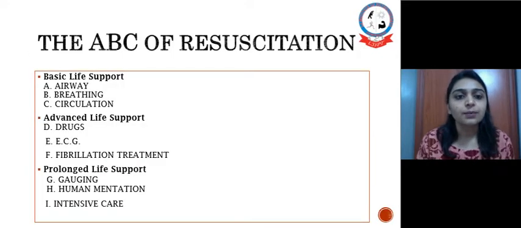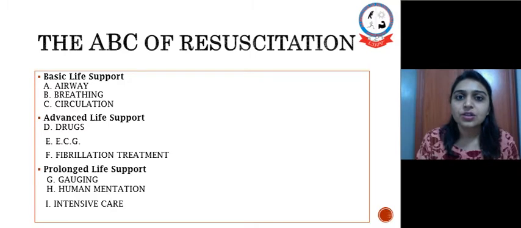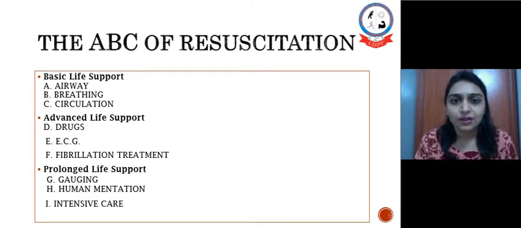Let's revise the basic ABCD of resuscitation, where A, B and C are included in basic life support, that is airway, breathing and circulation. D, E, F are included in advanced life support, where D suggests drugs, E is ECG monitoring, F is fibrillation treatment, that is use of a defibrillator. Then prolonged life support, where G suggests judgment of whatever the outcome of basic and advanced life support should be taken. Then human mentation, that is H, and I is intensive care.